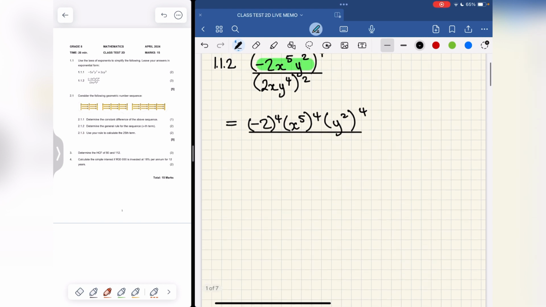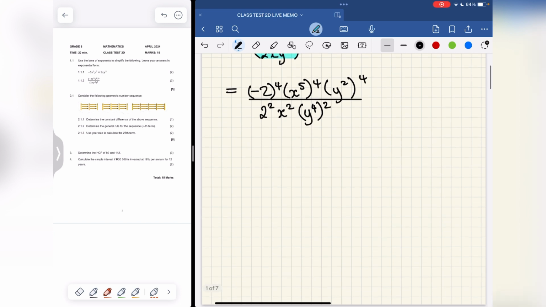Then the same thing will happen in the denominator. We've got 2 there. So the product here is 2 times x times y to the power 4. And that is all being raised to the power of 2. So we've got 2 to the power 2, and we've got x to the power 2, and we've got y to the power 4, y to the power 4 raised to the power 2. And then we simplify.